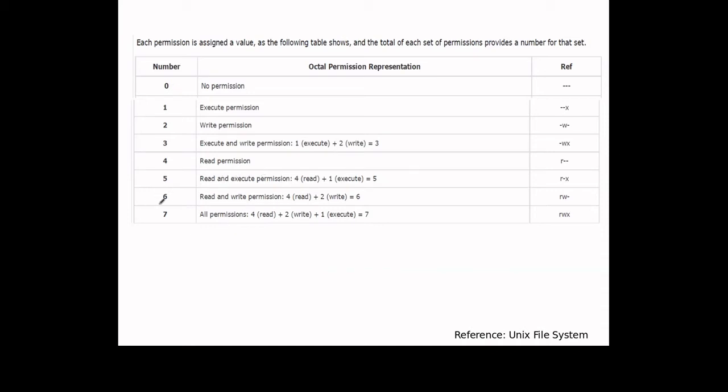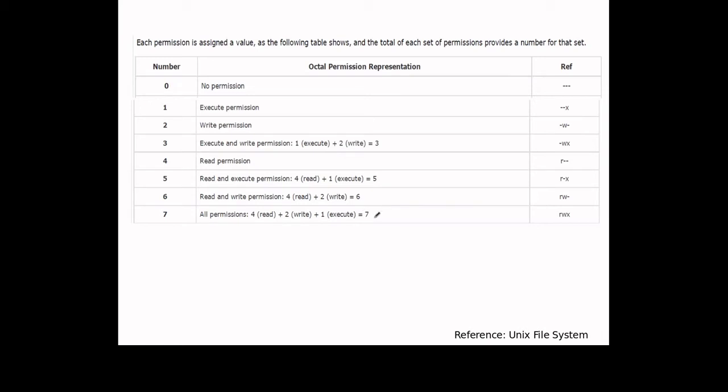Then number 6 is used for read and write. So read 4 plus write 2, that is 6, read and write permission. And 7 means all permissions. All permission means 4 for read, 2 for write and 1 for execute, so totally 7. So if I set number 7 for the file permission in octal format, I can read, I can write and I can execute that particular file.